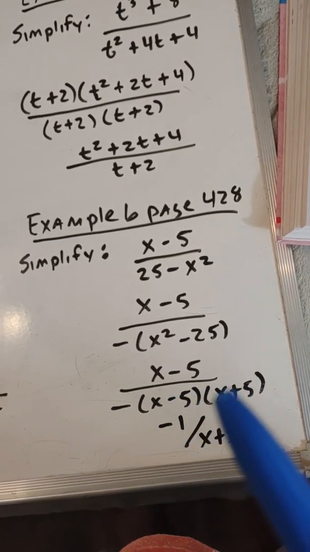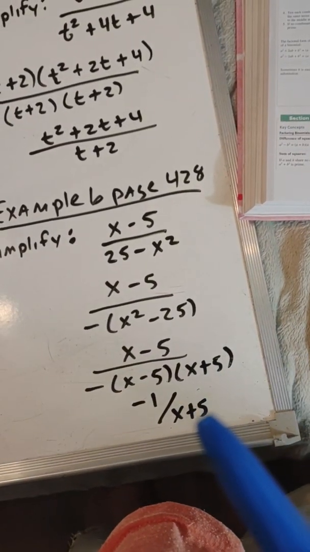The x plus 5 is in the denominator's place, so it has to stay in the denominator's place.